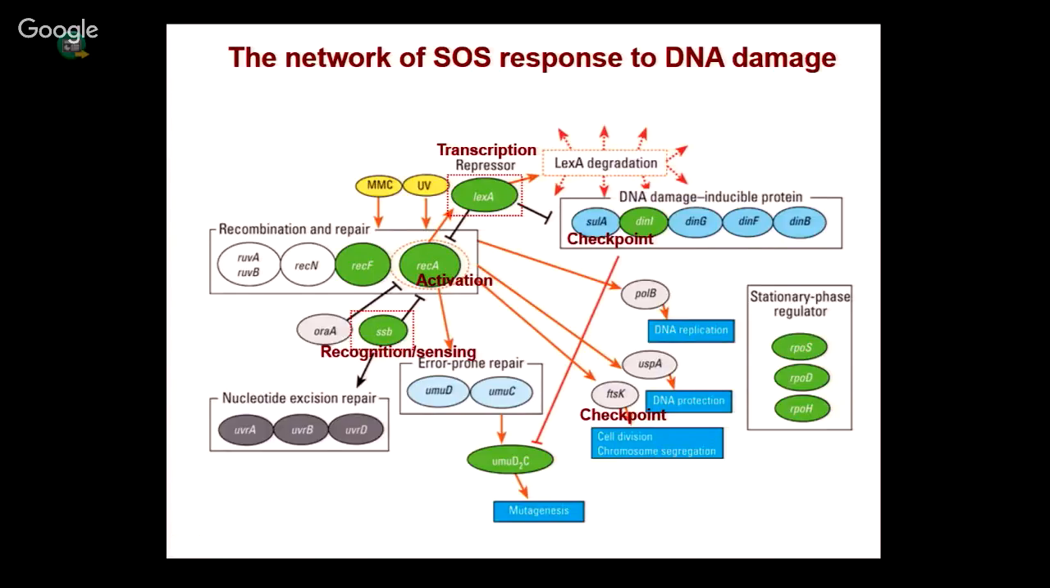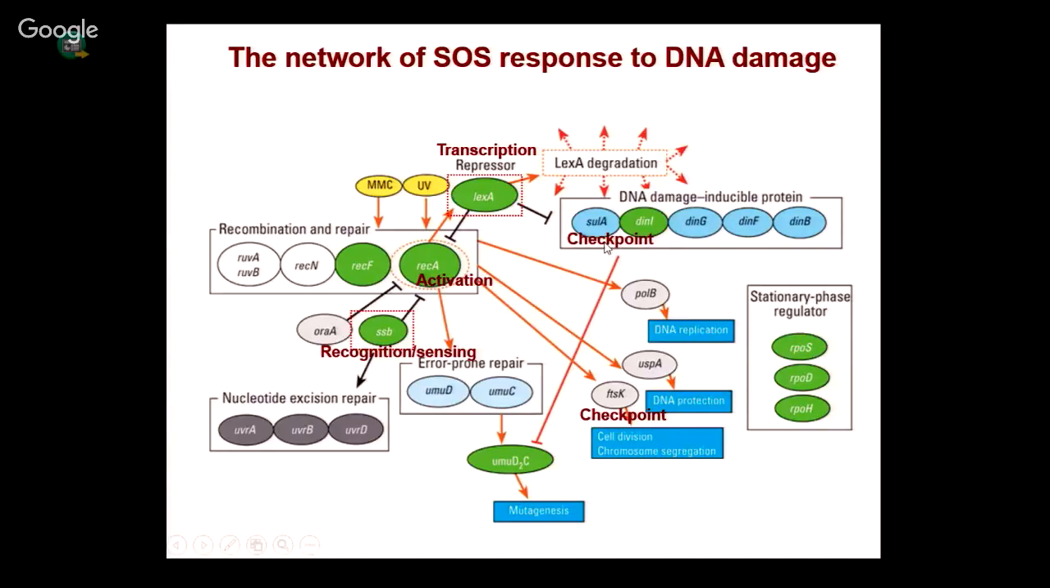So that's the mechanism which is utilized in the SOS response. Those are the key reactions. RecA will be activated, then cleave LexA, and LexA will be lost and degraded. Then the DNA damage inducible genes will be expressed.